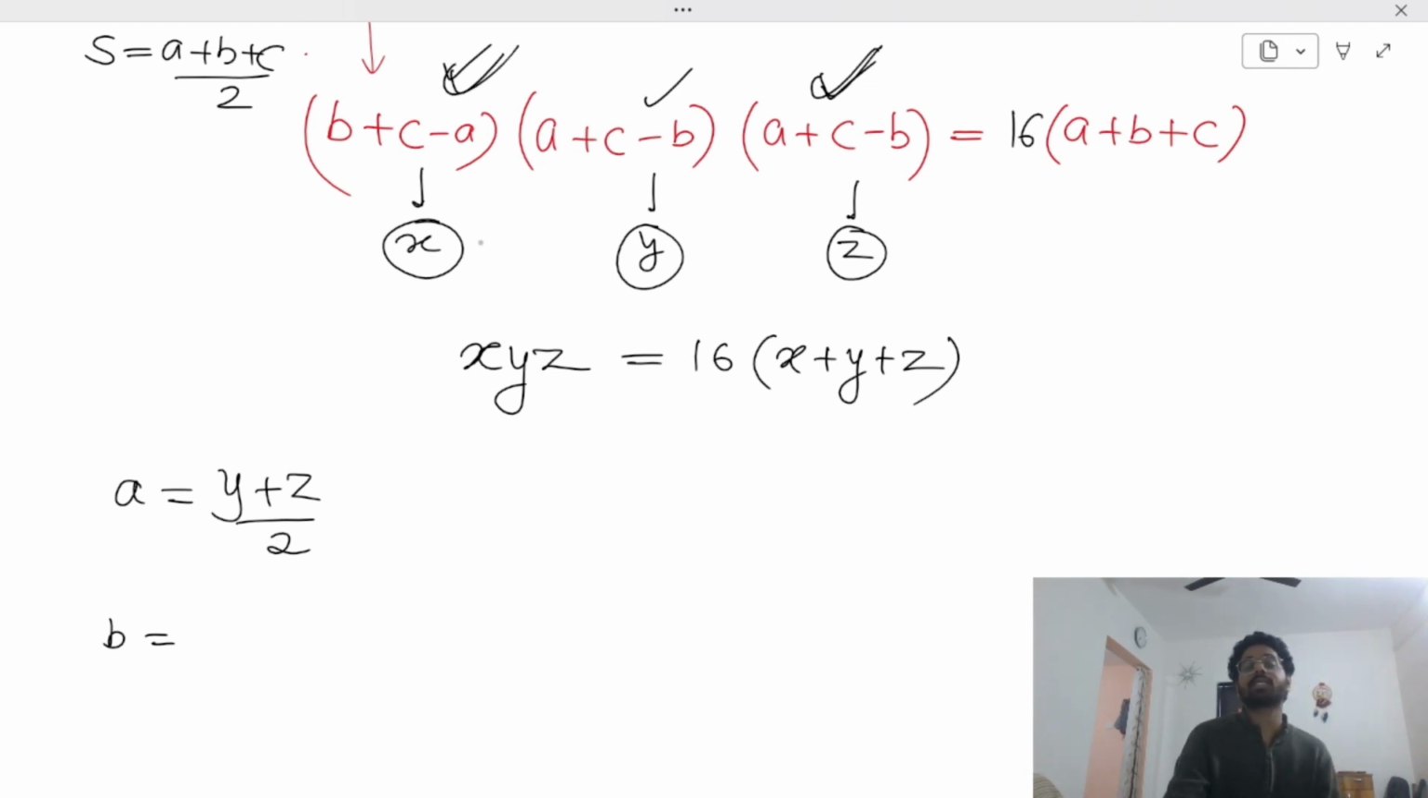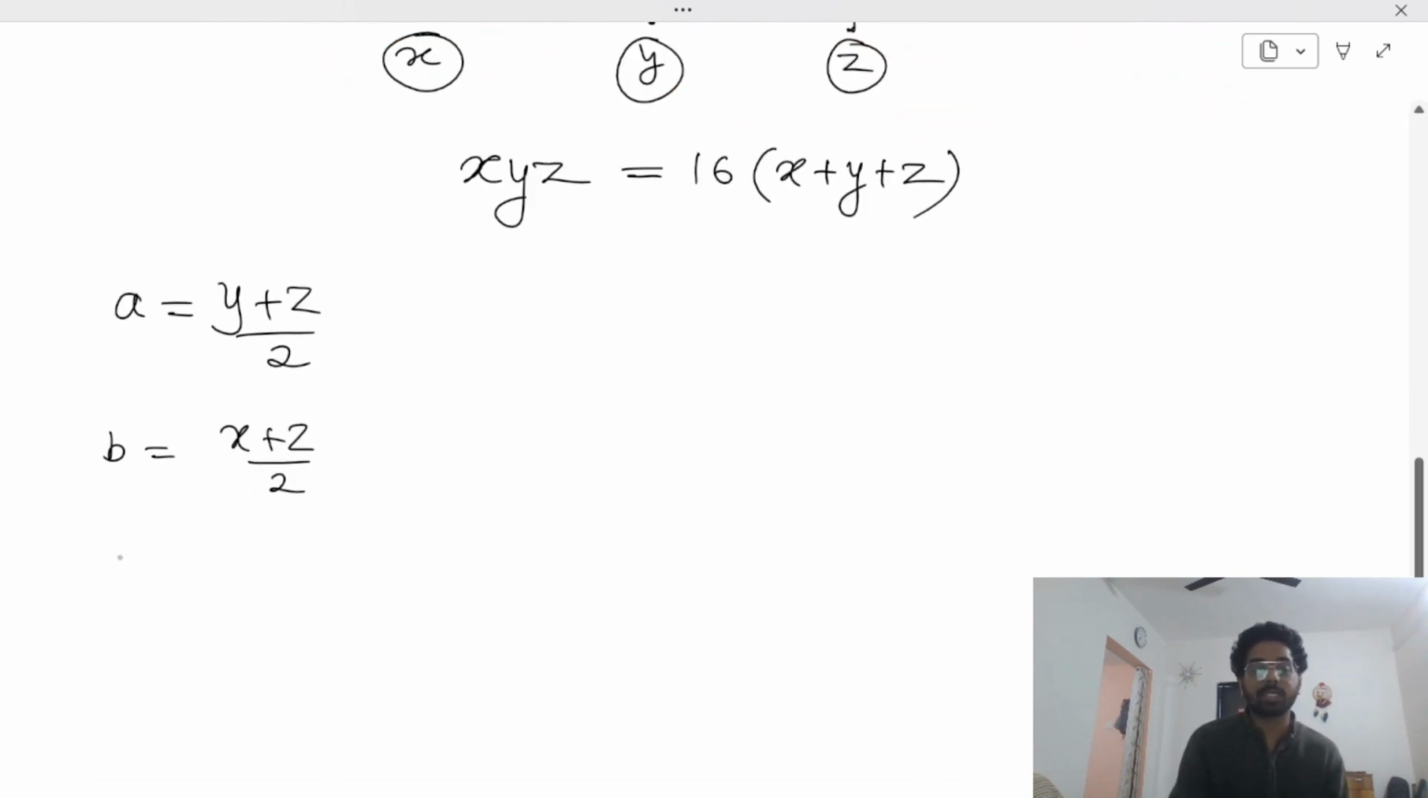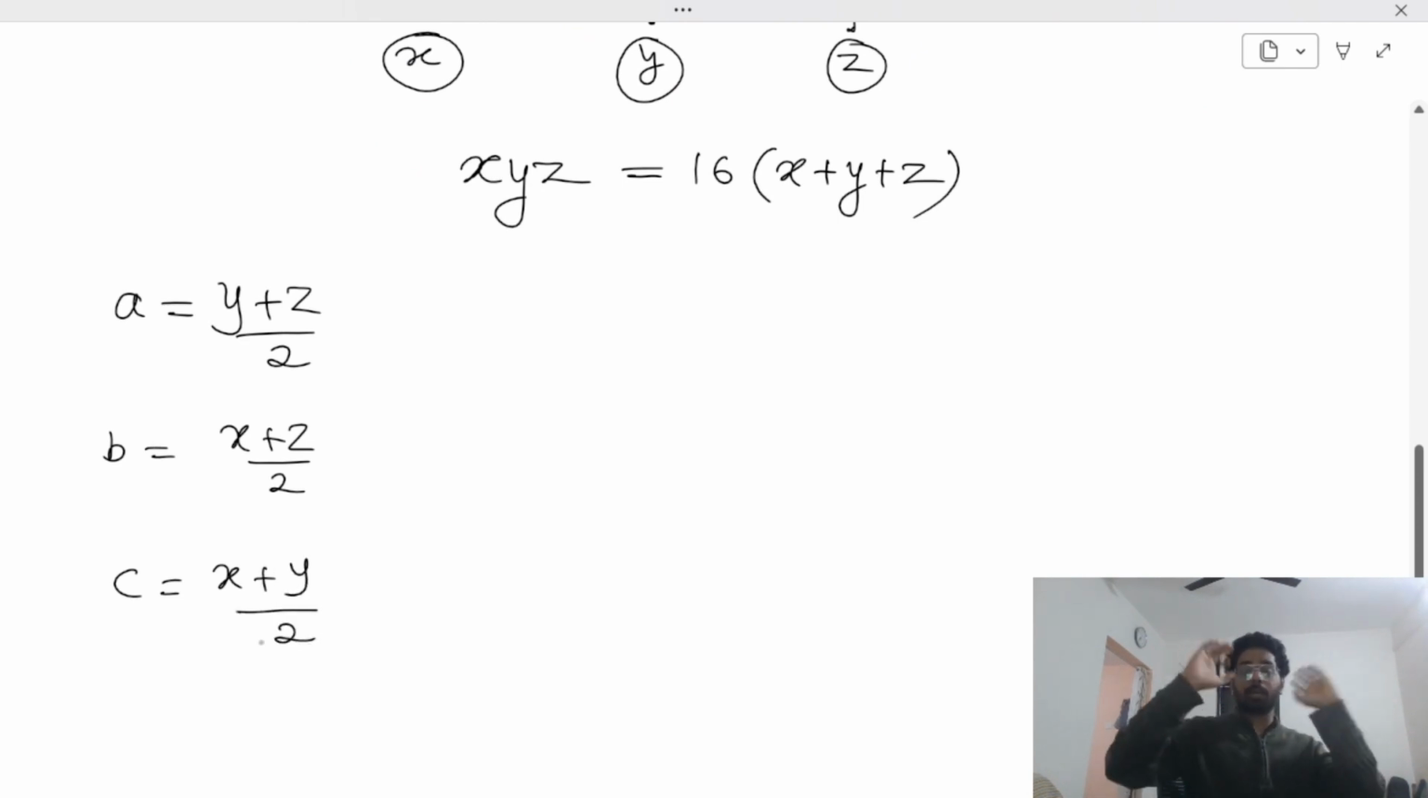If I write x, y and z, then b is equal to (x plus z) by 2, and in a similar way c is equal to (x plus y) by 2. Whenever you feel I have done some calculation directly, you can take a pause and start solving it. You can take your time. I am not investing my time in this video to solve the calculation part.